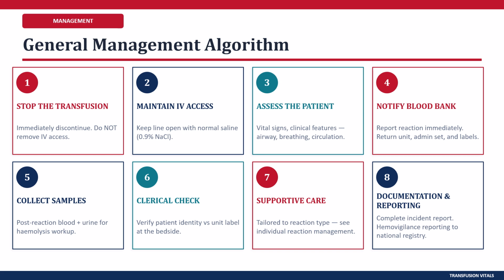Step 4. Call the blood bank immediately. Return everything, the bag, labels, the administration set, because they need to investigate on their end. Step 5. Draw the post-reaction sample and send the urine for the hemoglobin. Step 6. Clerical check at the bedside. Is this the right patient? Is this the right unit? Many HTRs can be caught here. Step 7. Initiate reaction-specific management based on the clinical diagnosis. Step 8. Document everything. Report to the hemovigilance system, and this data saves future patients.